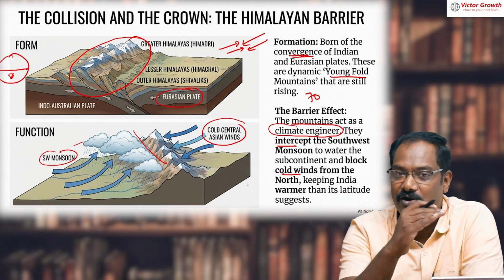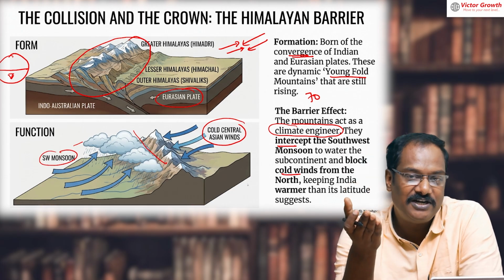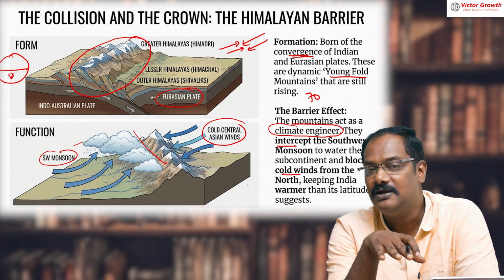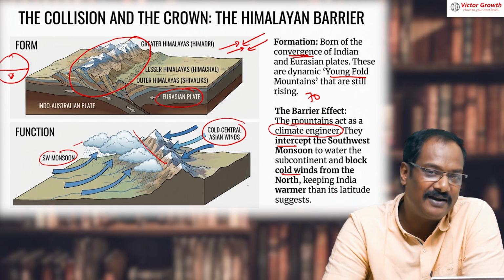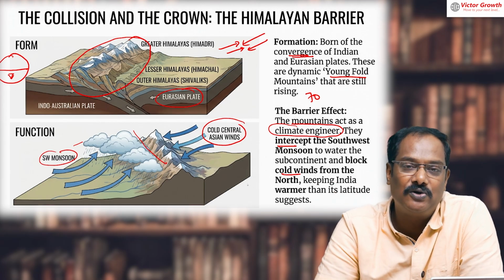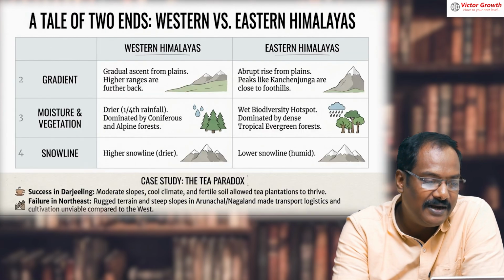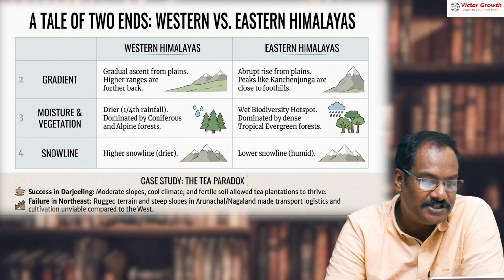The Tropic of Cancer passes through the middle of India. Half of India is in the temperate zone and half is in the tropical zone. But more or less India is a hot, tropical country only. The reason is the Himalaya, which stops the cold wind from entering India. So that is the Himalaya's significance and formation.